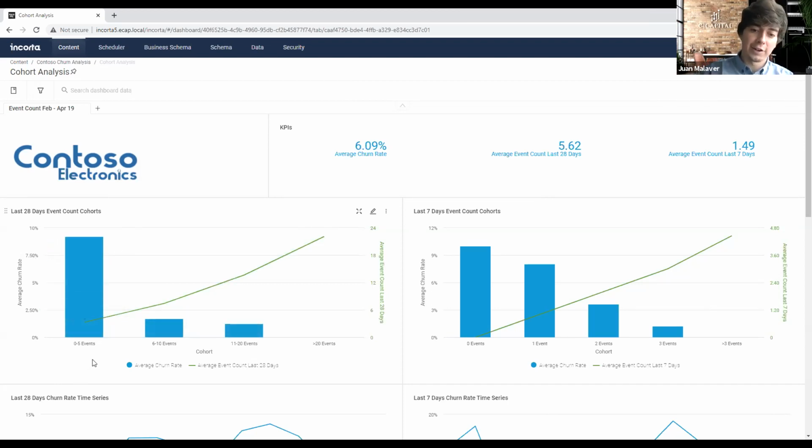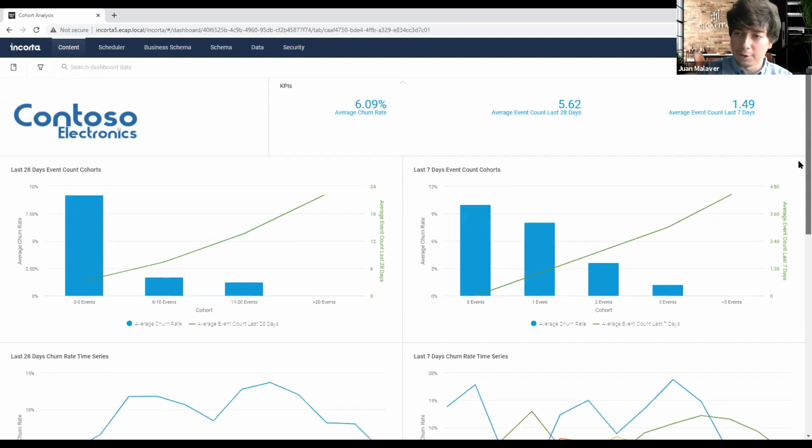As I said earlier, this chart confirms our hypothesis about churn, because as customers have more events, more behavioral frequency, their churn rate tends to be lower, which makes sense, right? People that have more events in the data set tend to be more engaged with the product, which means they're less likely to churn. And we can see the same thing if we're looking only at the past 7 days. So let me scroll down here.